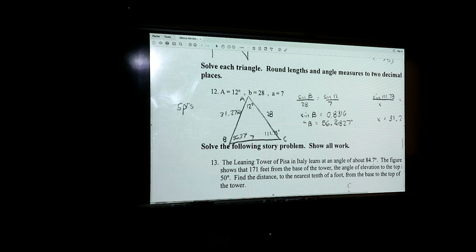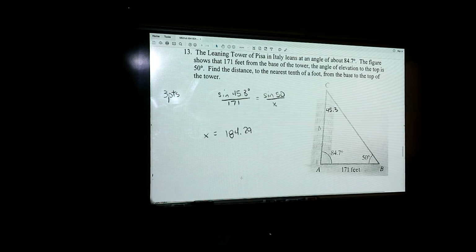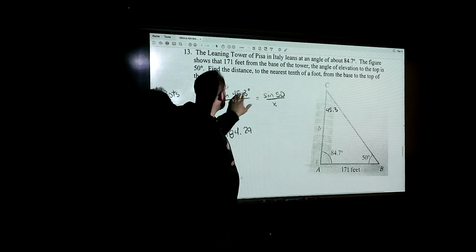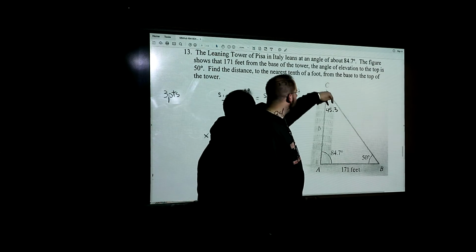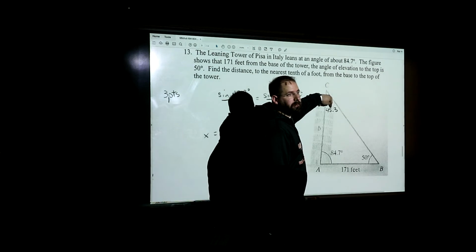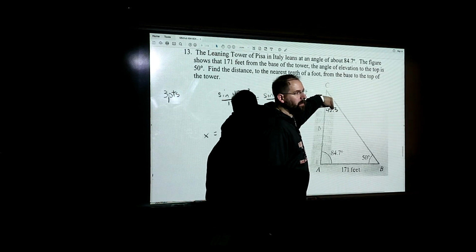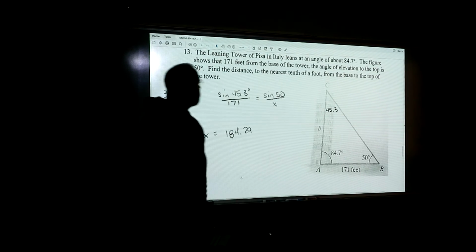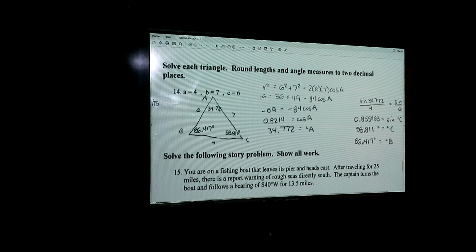Okay? Alright. 13, the Leaning Tower of Pisa. It's 84 feet. Now, if you didn't search it online, but how you do it, sine of the 45 over its opposite wall, sine of 50 over its opposite wall. The most common mistake I had, so many people are getting wrong numbers here. Like they couldn't subtract the triangle correctly. You get the right angle. That's hard sometimes. The calculator. Alright. 14.